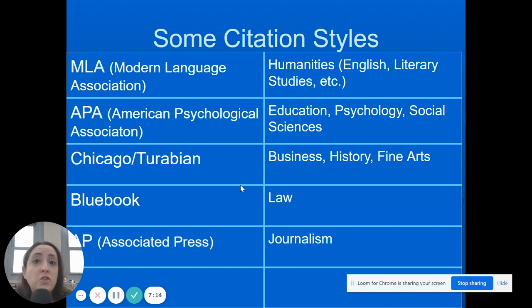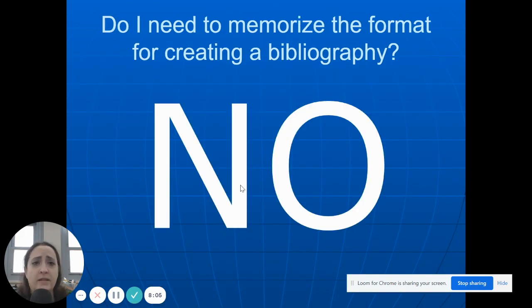However, once you go to college, depending what field you go into, you may end up needing to use a different one. So just be sure to check. But for the purposes of this assignment, we're going to focus on MLA. So big question, do you need to memorize the format for creating the bibliography? The answer is no, absolutely not.